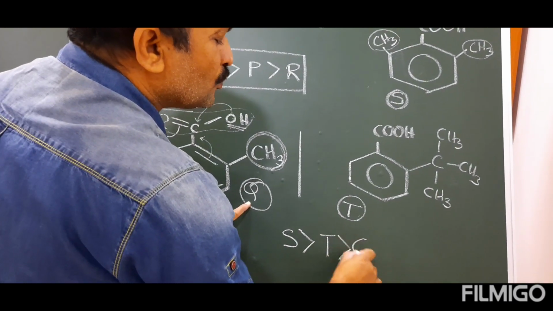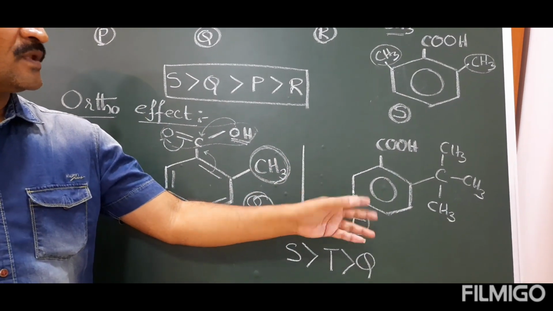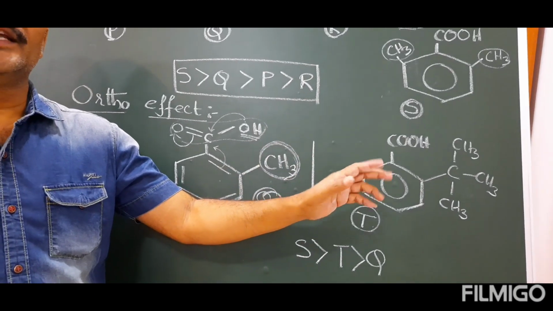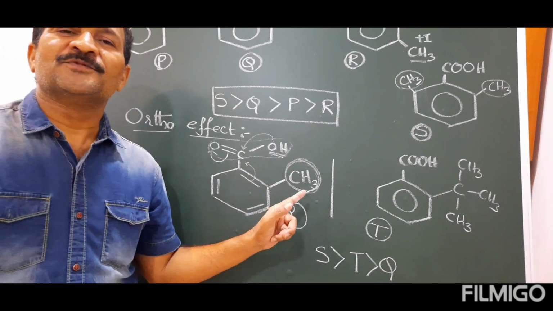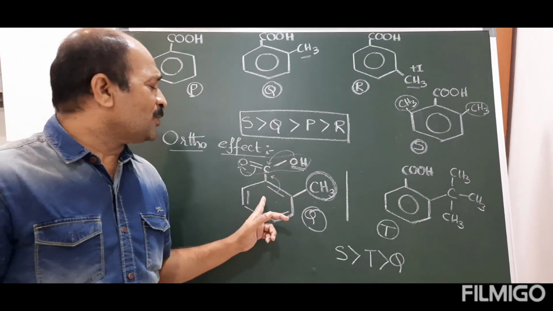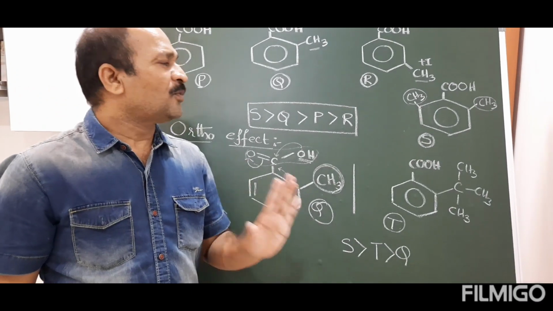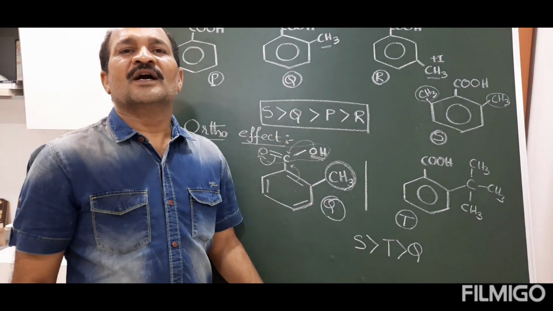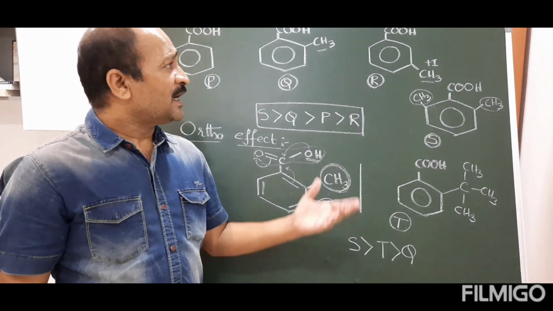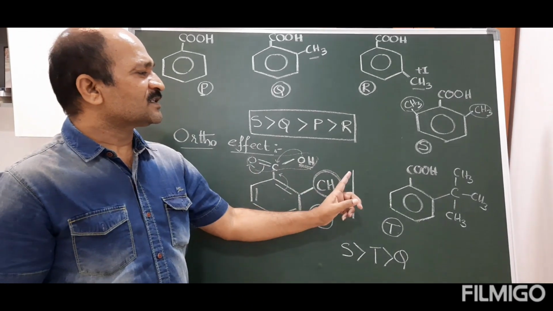and then T, and then Q. This effect is called the ortho effect. Whether this group is donating or withdrawing is not the criterion. The only point is whether the group disturbs the planarity of the COOH group with the phenyl ring or not. This is all about the acidic strength of carboxylic acids, especially aromatic carboxylic acids, including the ortho effect.